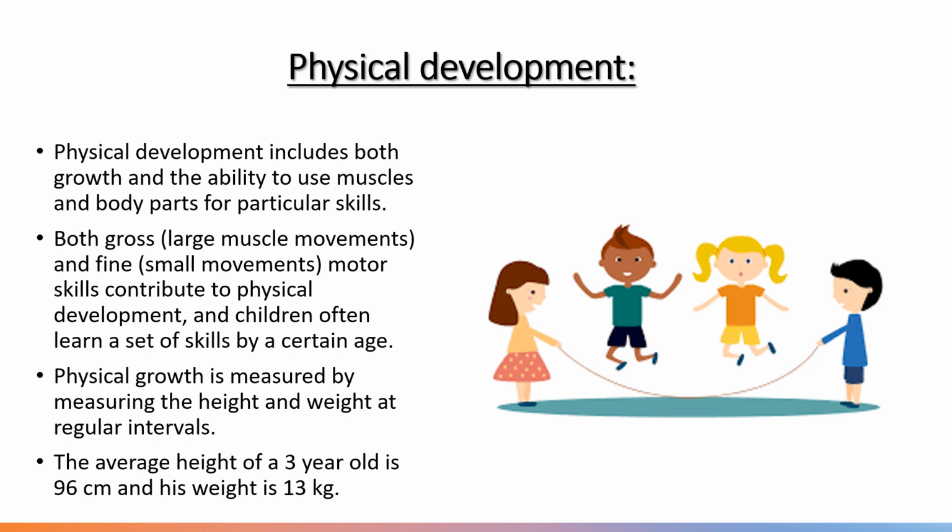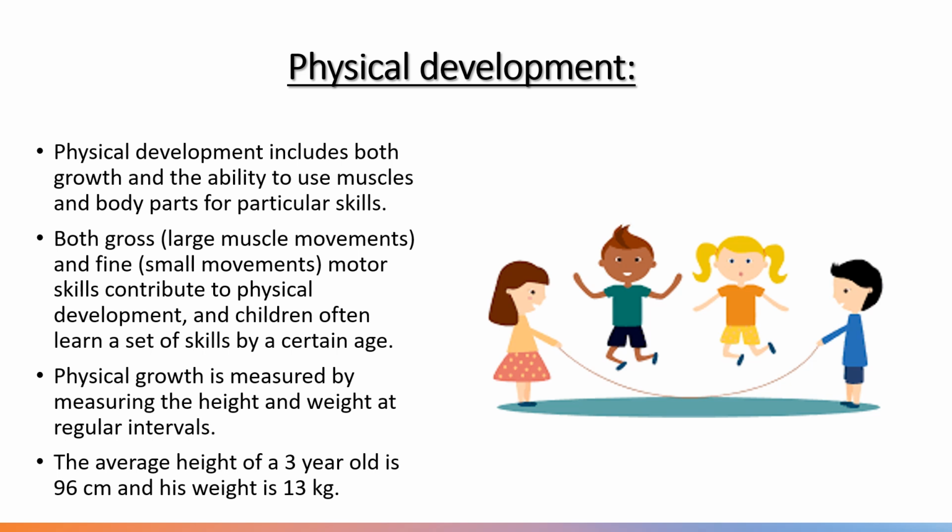How do we measure this physical growth? By measuring height and weight at regular intervals. There is a specific measure for comparison. The average height of a 3-year-old child is 96 centimeters. There will be children with more than that and children with less than that, but the average height of a 3-year-old is 96 centimeters and the weight is 13 kilograms.